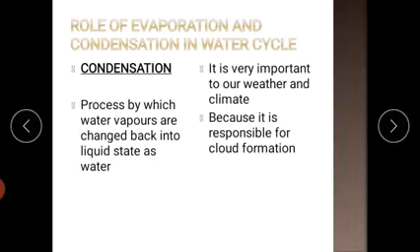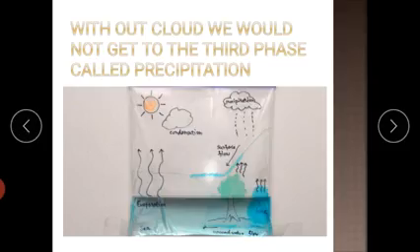Now we are discussing the role of condensation in the water cycle. You know what condensation is? Condensation is the process by which water vapors are changed back into the liquid state as water. It is very important for our weather and climate. Why is it important? Because through condensation, the water is responsible for cloud formation. We know that without clouds we would not get to the next phase called precipitation, and through precipitation the water comes back to the earth.